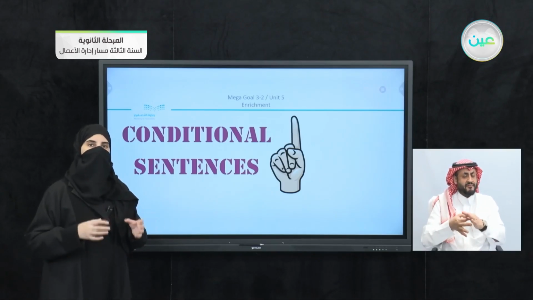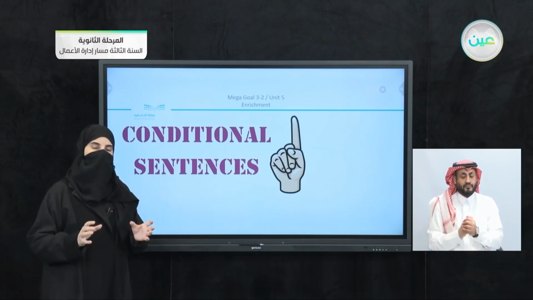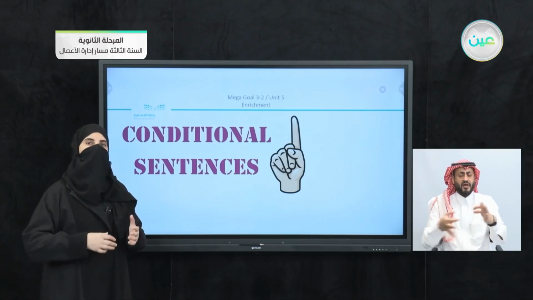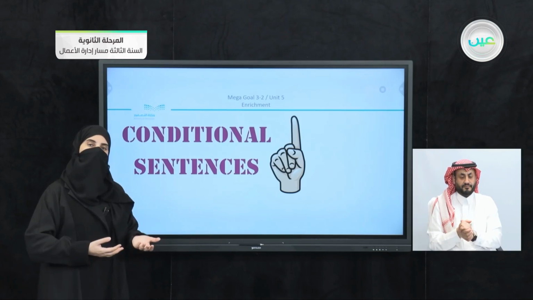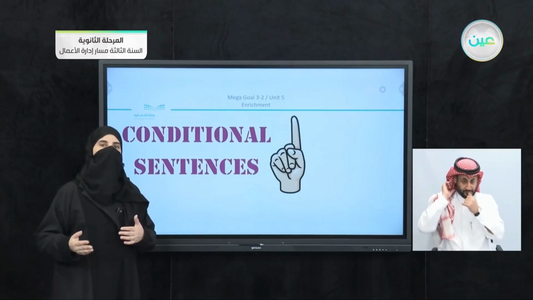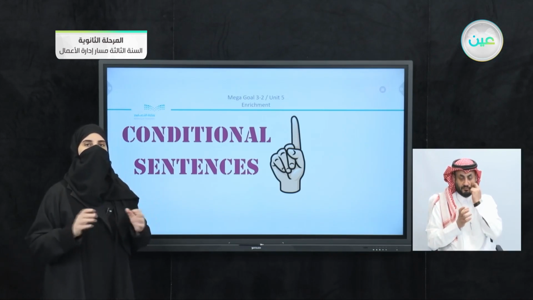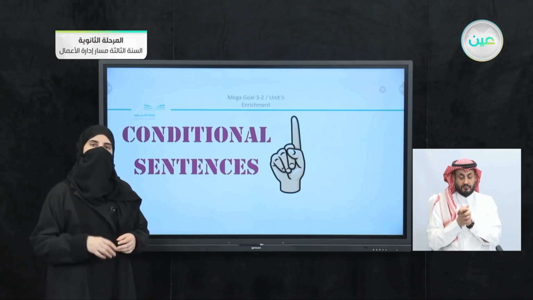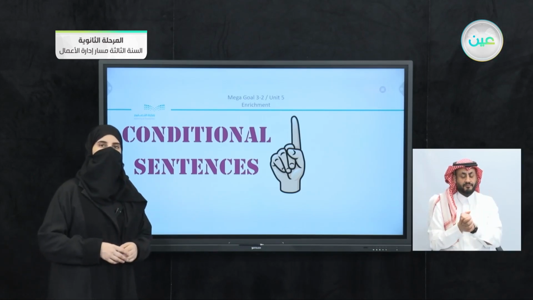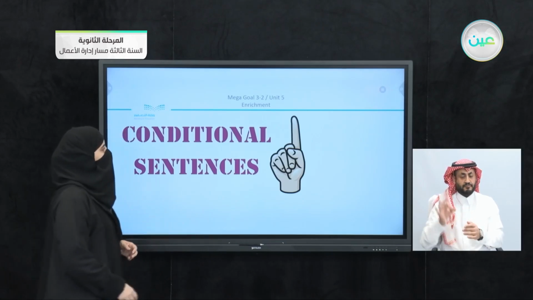Now we know that clauses are two ideas, or two parts actually, in one sentence. Each one has an idea. And as we mentioned, we have dependent clauses, which do not give a complete meaning, and independent clauses, the part that can give a complete meaning on its own. So we're going to relate to what we just passed by and see the other part of our lesson, the enrichment, which is going to be about conditional sentences.